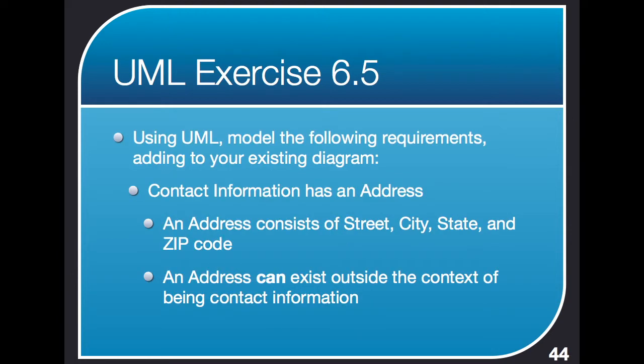So here's exercise 5, again using UML, again model the following requirements, again adding it to your existing diagram. Contact information has an address, and an address consists of street, city, state, and zip code. An address can exist outside the context of being contact information. After all, just because it may not be your contact information anymore doesn't mean that that address goes away.